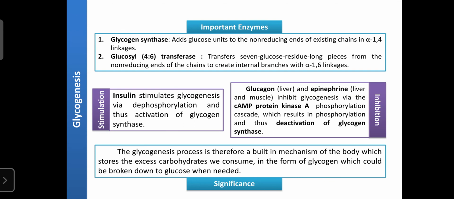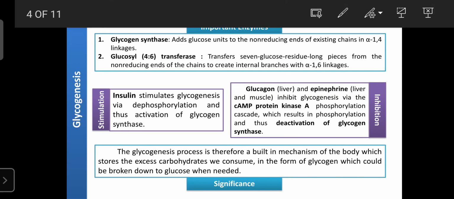Regarding stimulation, as you already learned, insulin stimulates glycogenesis mainly by causing dephosphorylation or activation of the glycogen synthase enzyme. Regarding the inhibitors, glucagon in the liver and epinephrine in both liver and muscle can inhibit glycogenesis through the cyclic AMP protein kinase phosphorylation cascade, involving deactivation of the glycogen synthase enzyme. These three molecules are hormones mainly involved in the regulation of glycogenesis. Insulin stimulates, and glucagon and epinephrine inhibit glycogenesis.